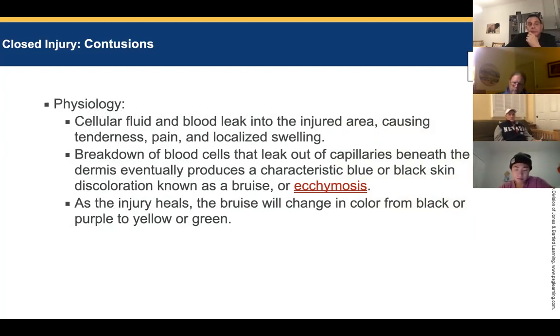Contusions: fluid, there's a leak under the skin, causing tenderness, pain, localized swelling, breakdown of blood vessels. As the injury heals, the bruise will change in color from black or purple to yellow-green. I'm sure we've all seen bruises go through the healing stage.